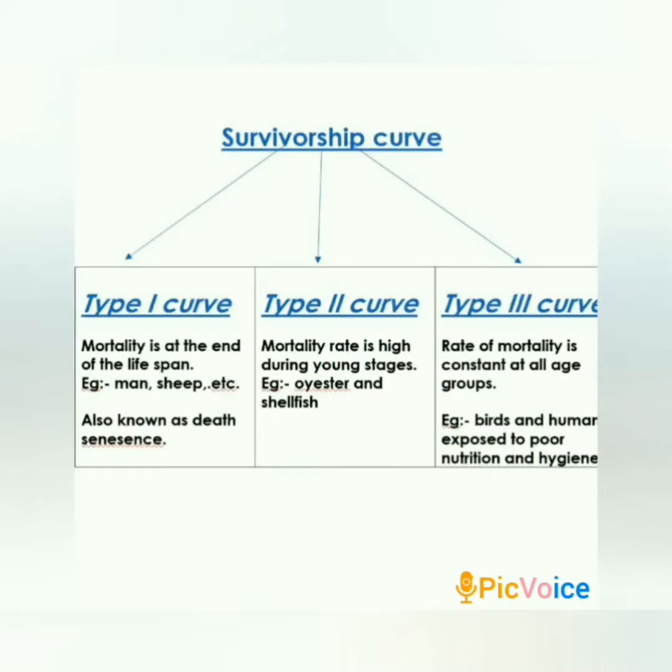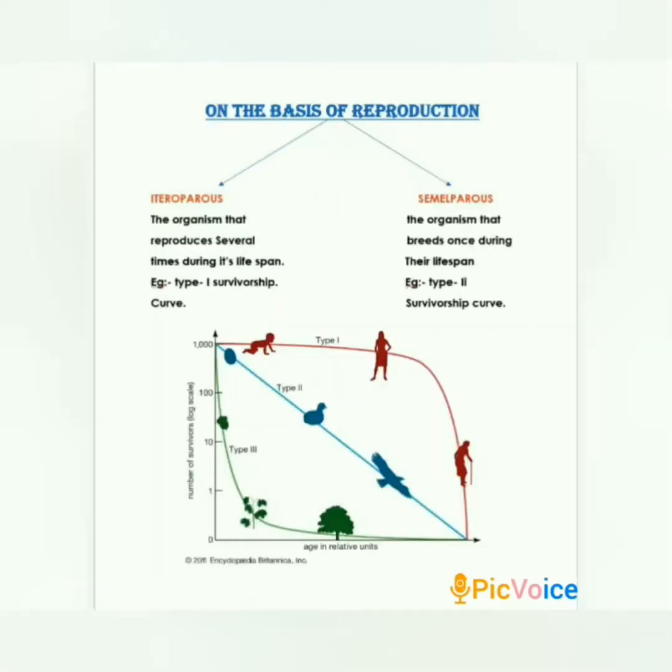You can pause the video to note down these points. If we look on the basis of reproduction, type 1 survivorship curves are typically of organisms which are likely to breed several times during the course of their lifespan. This is known as iteroparous. The second one is species with a type 3 curve, which are more likely to breed only once during their lifetime. This is known as semelparous.